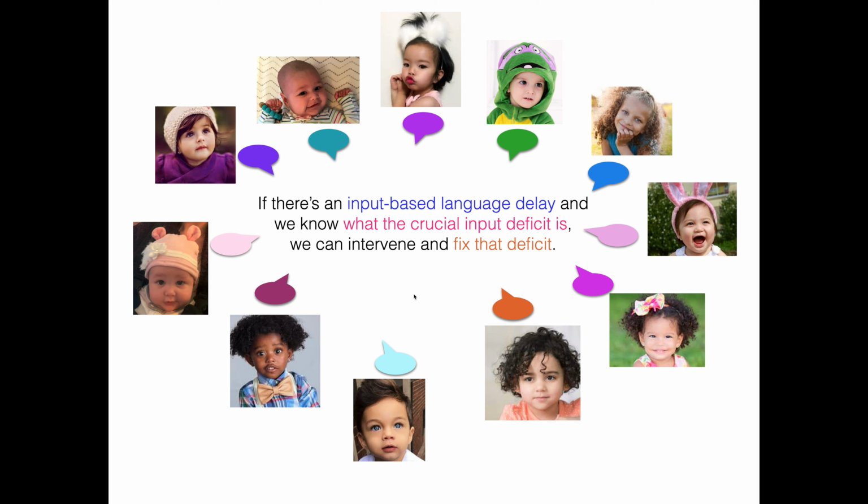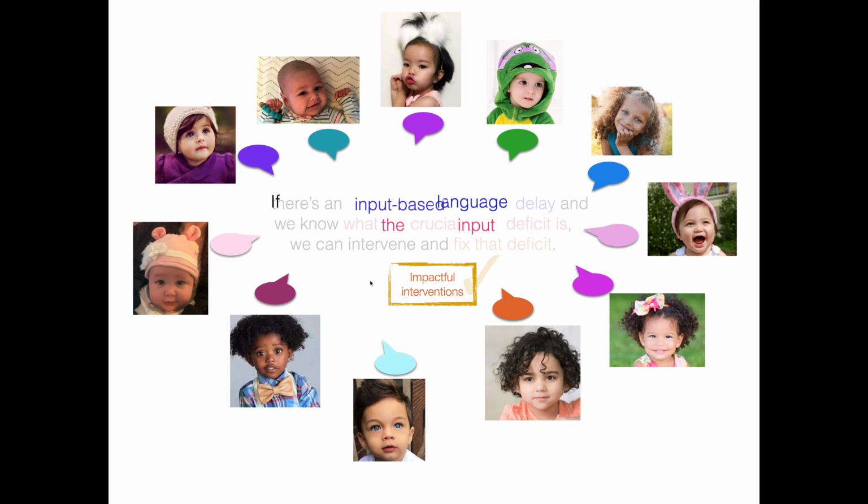In particular, if there's an input-based language delay, and we know what the crucial input deficit is, then we can better intervene and fix that deficit, right? So if you're thinking about this in terms of interventions, things you can do to help, you have a better chance of creating ones that are impactful, that might actually work.